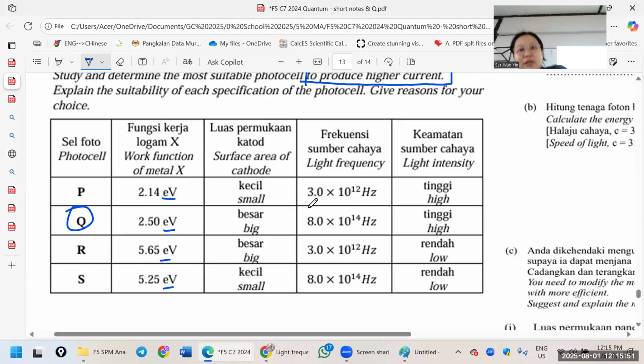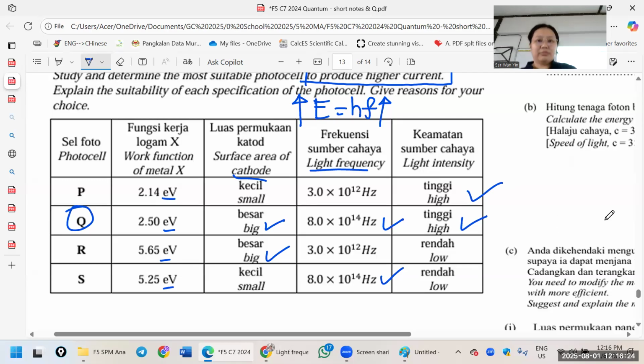Okay, first of all, if you are not sure what function, we look at surface. Of course, surface of cathode, the bigger the better, right? Light frequency, E equals to hf. If you want greater energy, you should have greater frequency, agree? Yes, so high. Then light intensity, yes, high. So if you are not sure, you can see already.